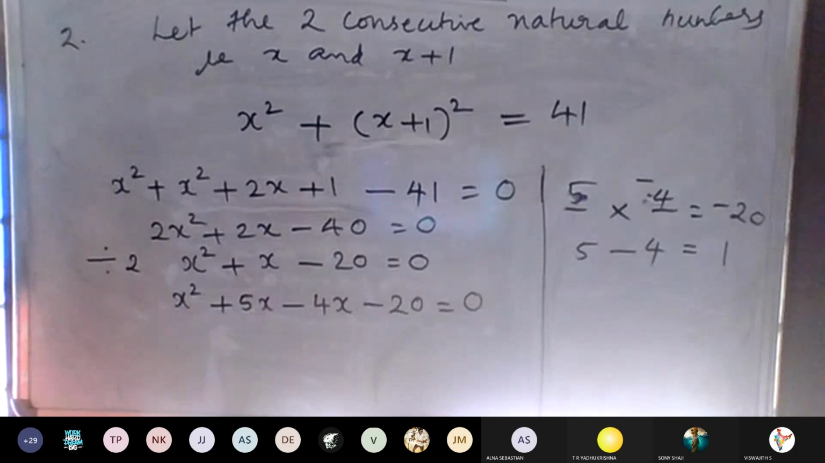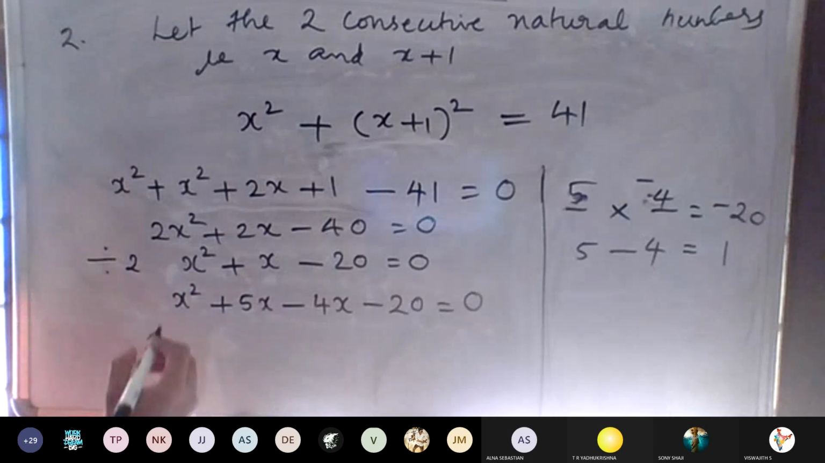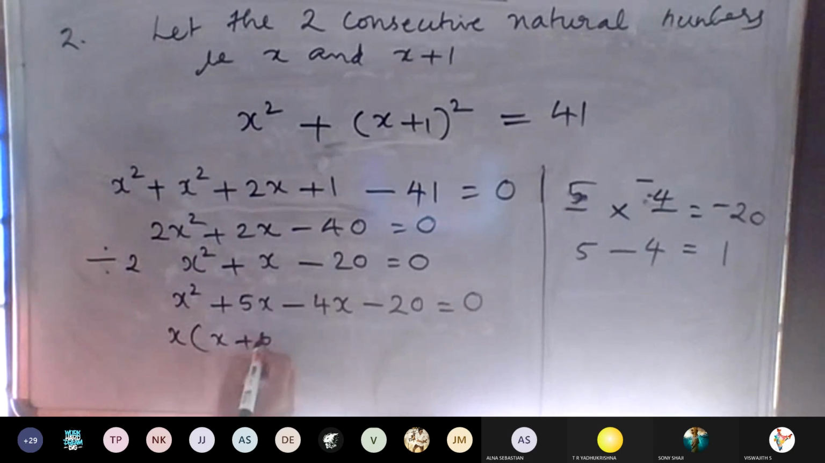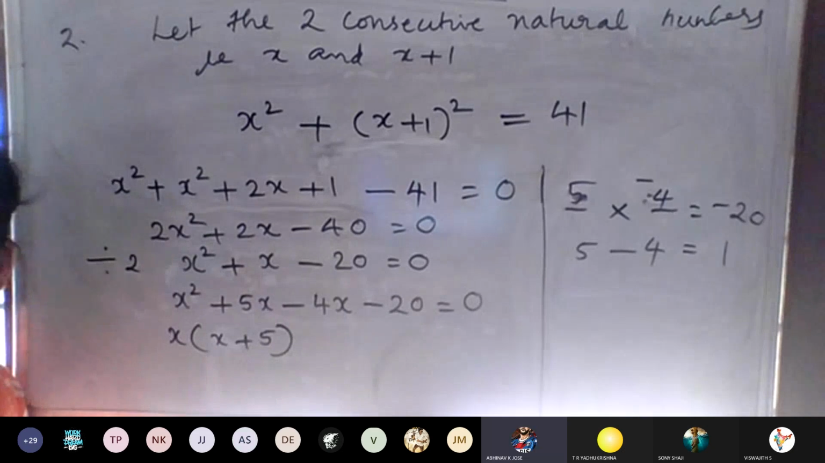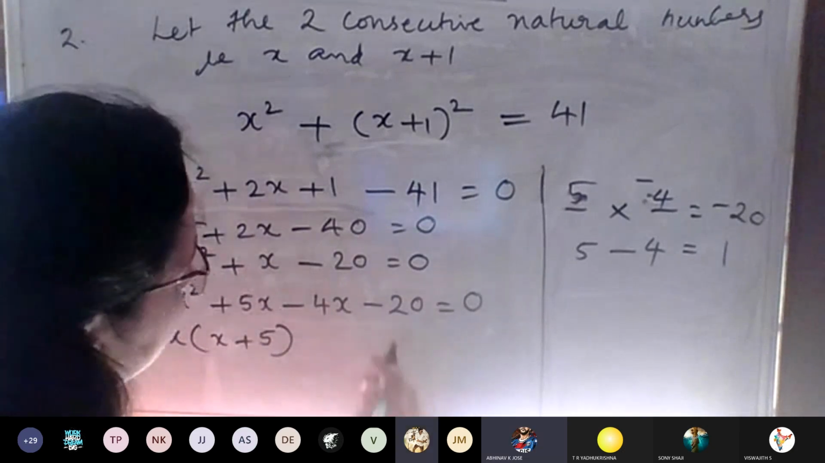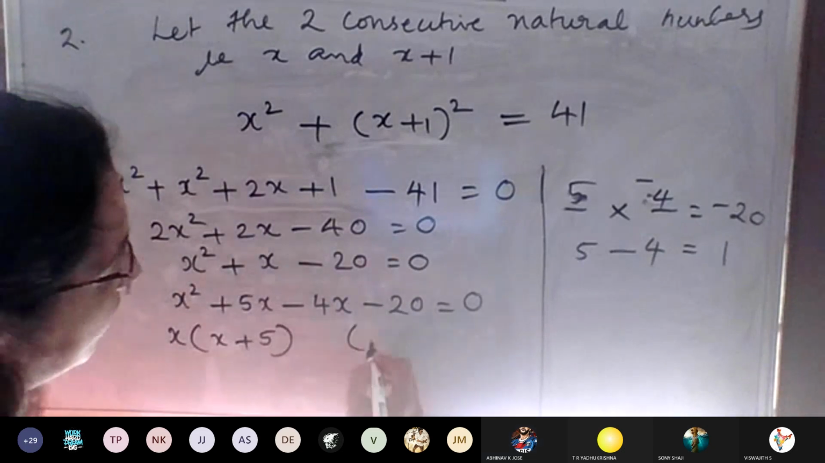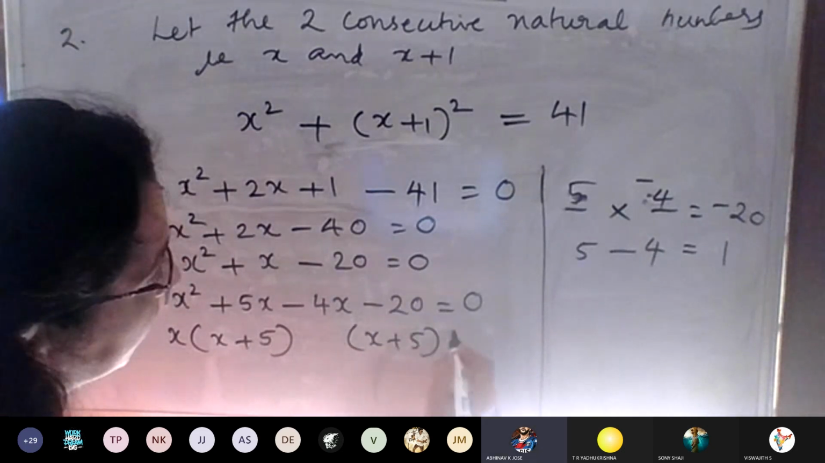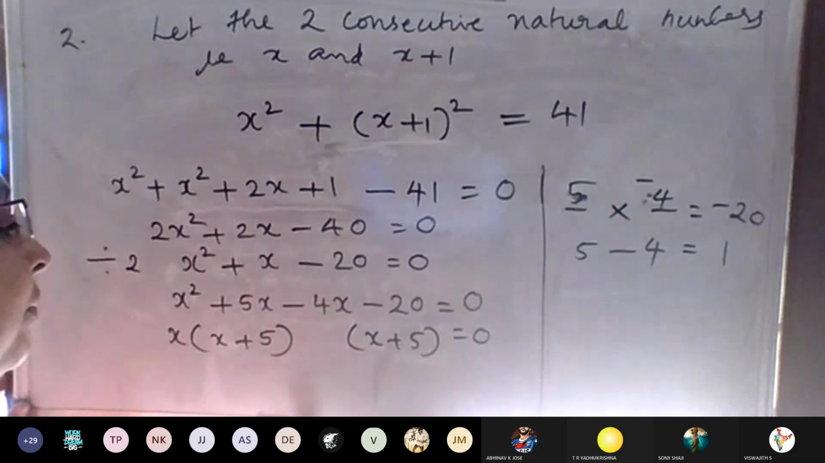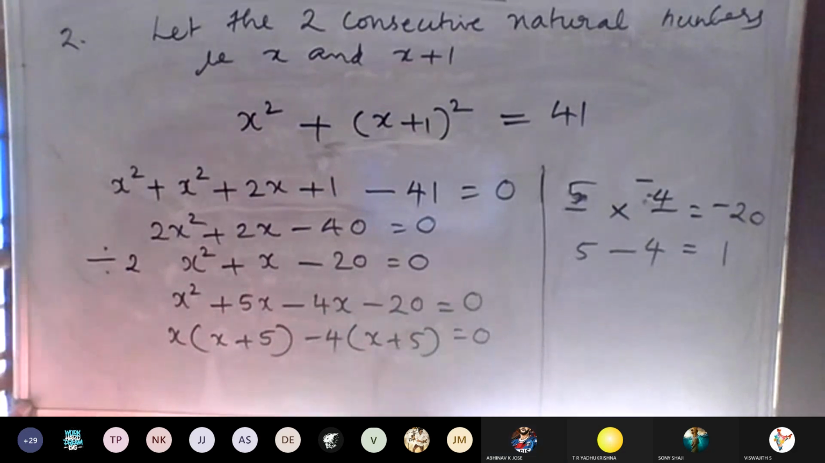Then x square plus 5x minus 40 minus 20 is equal to 0. Take common. X plus 5, then minus 4. Better you write x plus 5 first, that is better, then depending upon that you adjust. So it will be negative 4 itself. Negative 4 into x plus 5 is equal to 0. Then find out the value of x.